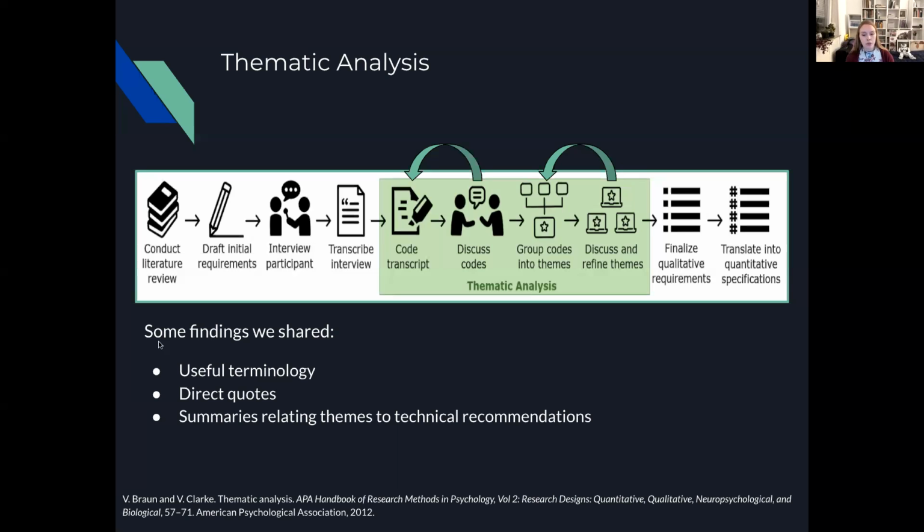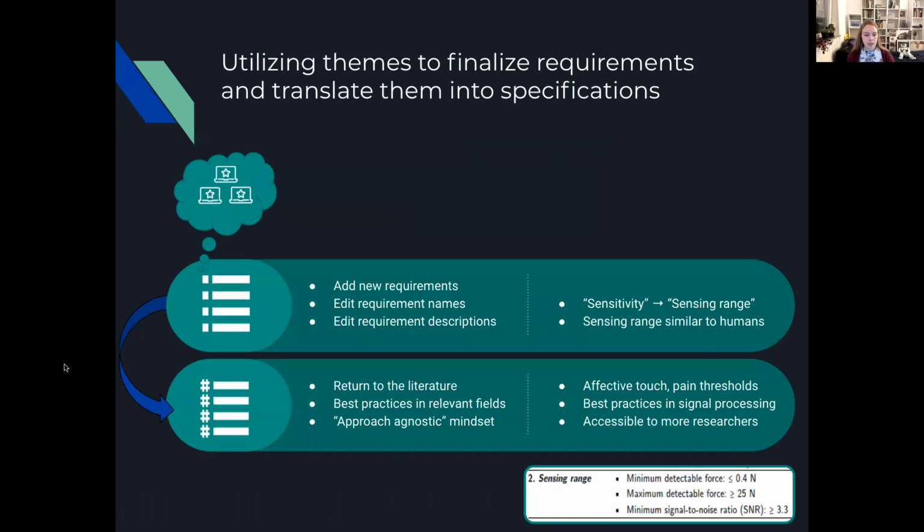So next, we'll talk about utilizing these themes to finalize these qualitative requirements. So we had our initial qualitative requirements, and then we had all these interviews and thematic analysis. And the first thing we actually did was add a new requirement based on the therapist's recommendations. One thing that the therapist pointed out is that the feel of the robot is really important. If the robot is unpleasant to touch, the kids aren't even going to use it at all. So we added a feel requirement to our list.